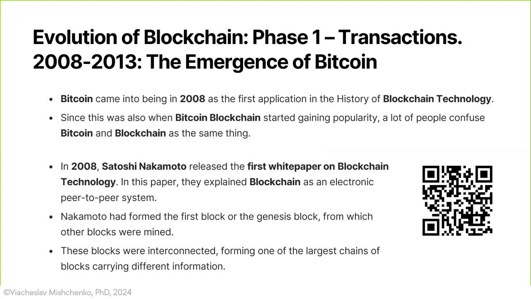When Satoshi Nakamoto released the first white paper in 2008, I remember how it sent ripples through the financial technology community, because what made it so revolutionary was its description of blockchain as an electronic peer-to-peer system. Let me emphasize this point, because for the first time, we had a way to transfer value digitally without any intermediaries. And the Genesis block, that's what we call the first block Nakamoto created, was just the beginning. From there, other blocks were mined, forming one of the largest chains of blocks in existence.